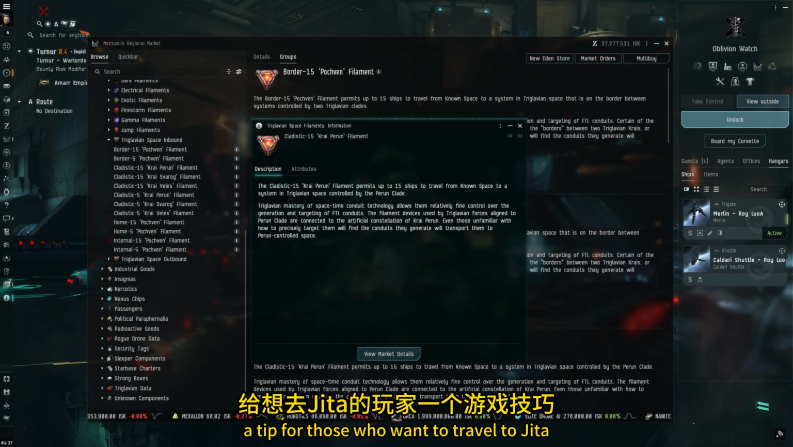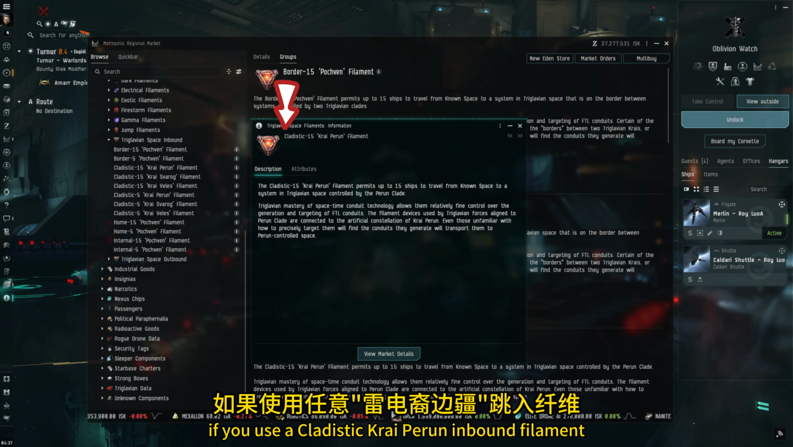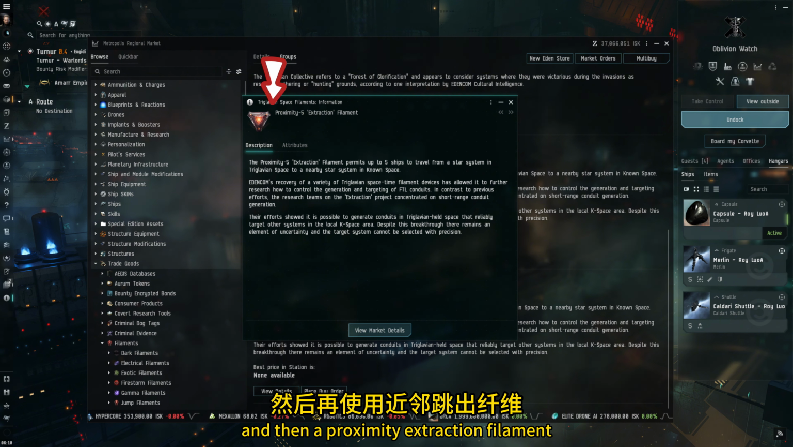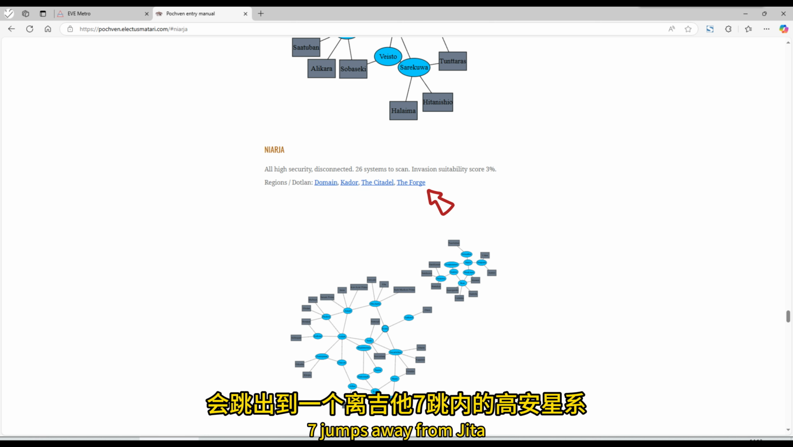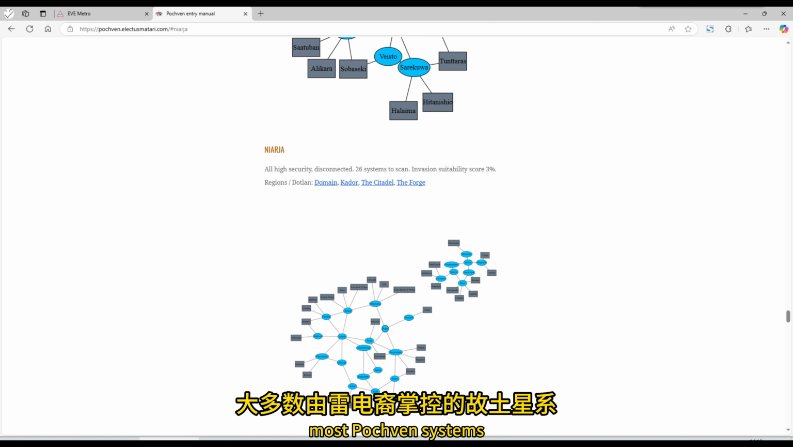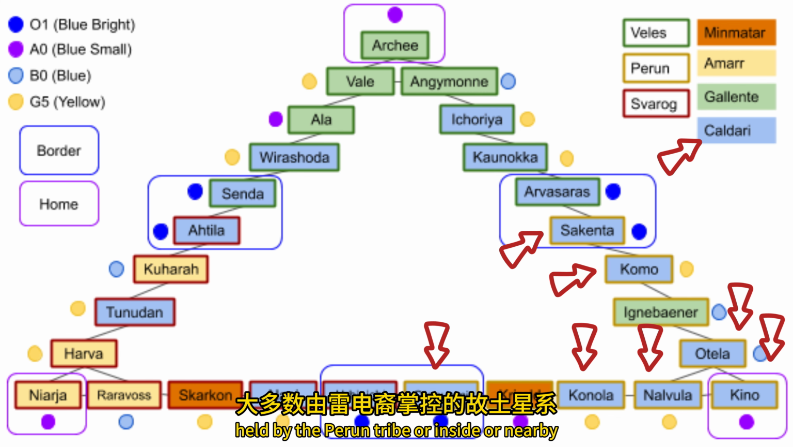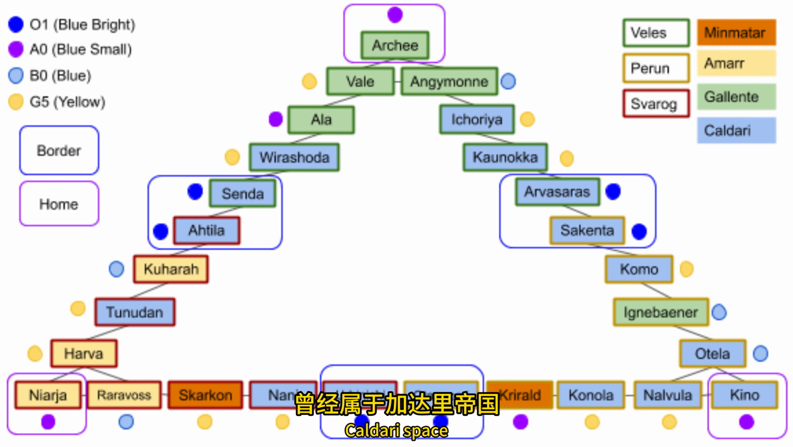A tip for those who want to travel to Jita. Generally speaking, if you use a Cladistic Cry Perun inbound filament and then a proximity extraction filament, you will most likely end up in a highsec system that is about 7 jumps away from Jita. This is because most Pochven systems held by the Perun tribe were inside or nearby Caldari space.